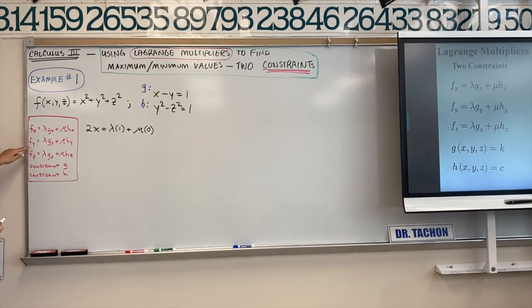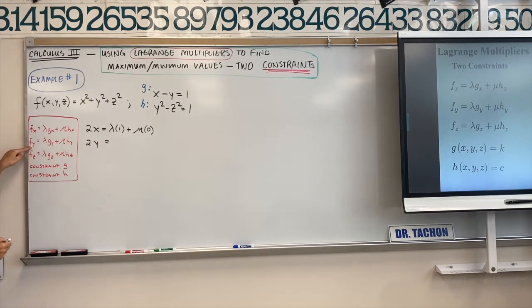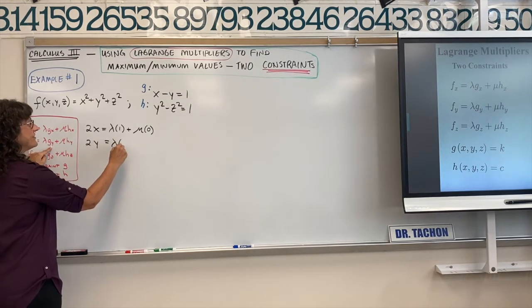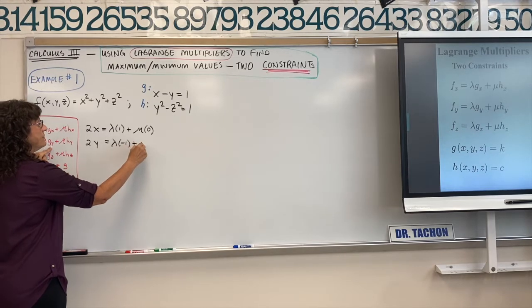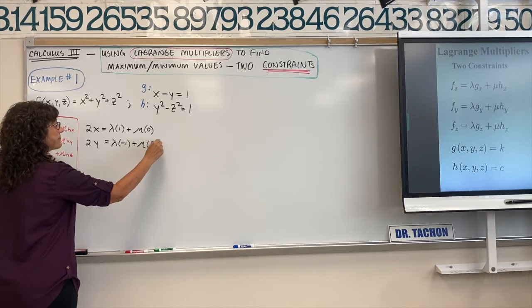Okay, so let's generate our next one. Let's do the partial with respect to y on the function. It's 2y, equals lambda times the partial of g with respect to y, which is negative 1. And then plus mu times the partial of h with respect to y, which is 2y.